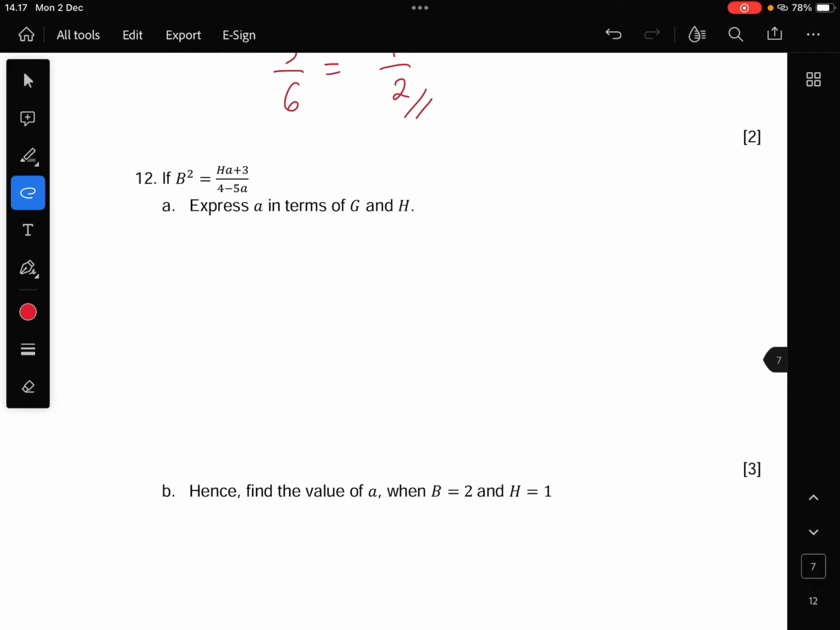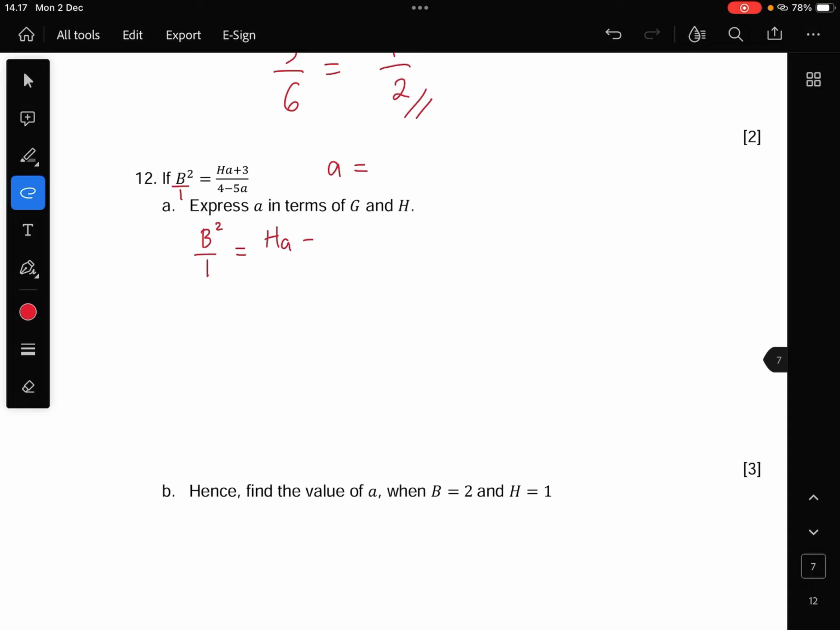Alright, so number 12 here is basically changing the subject of the formula. We need to leave the a alone on one side, a equals something. So before that, as we know, if you have a constant or just any letter, it's just like b squared over 1, because b squared divided by 1 is going to be b squared also.